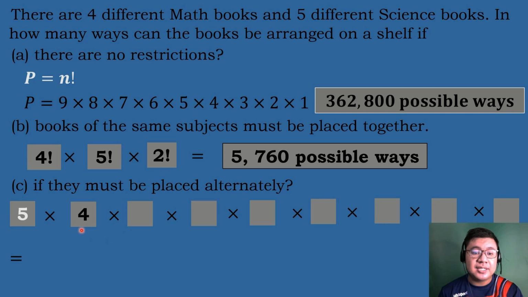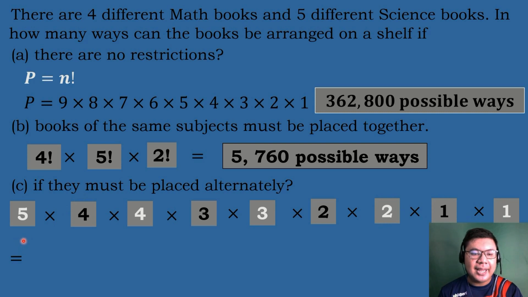Times, so we have science, math. For our third box, this must be a science book. If we have selected one science book here, then on this box we have only 4 science books. Times, this one is for the math book, so this one is 3 because we have selected one math book here. Times, this one will be 3. This one is for the science books, so it will be 2. This one will be 2. And this one will be 1. And this one will be 1.